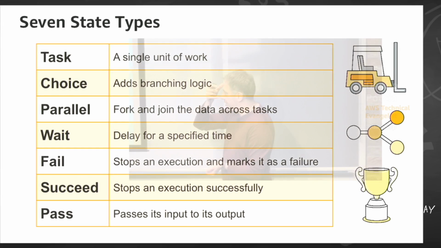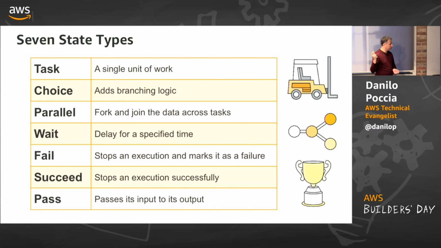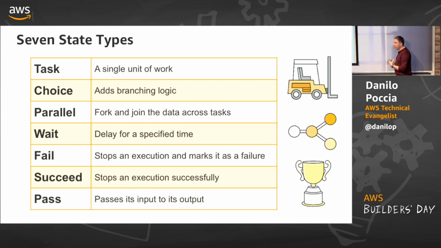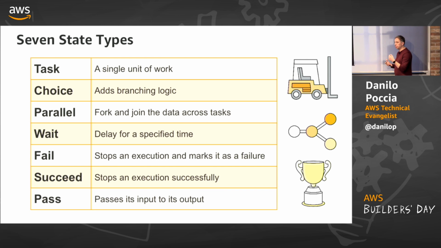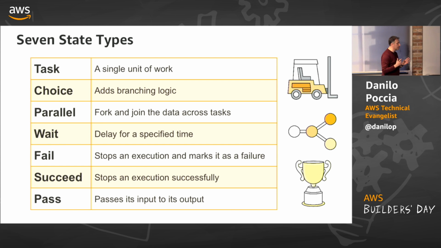Each state of the state machine can be of these different types. The task state is a unit of work that can be a Lambda function, or, as we will see later with activities, it can be anything running outside of Lambda: something running on EC2, in a container, or outside of AWS, on-premise. It can even be a human activity that needs to provide feedback. So a task is really a flexible concept. We should think of it as a unit of work, and most of the time it will be a Lambda function, but it can also be something different.